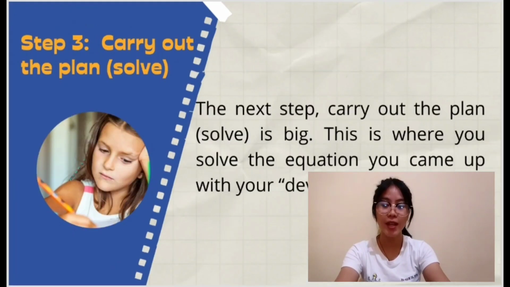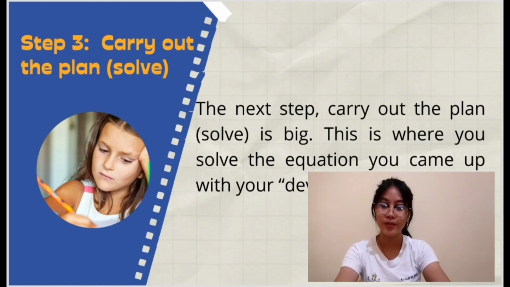Next, step 3, carry out the plan. This next step is big. This is where you solve the equation. You use the strategies chosen in step 2 to solve the problem. If you encounter difficulties using the strategy, you may want to use resources such as a textbook to help if the strategy itself appears not to be working. Return to step 2 and select a different strategy.